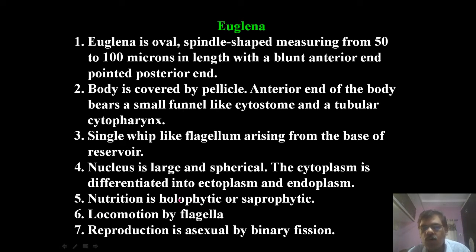The nutrition is holophytic as it has the chloroplast, that is feeding like a plant, by the process of photosynthesis, it has the ability to synthesize its own food material, or saprophytic, feeding on the dead and decaying organisms. Locomotion occurs by the flagella, and reproduction in Euglena occurs by the asexual method, by binary fission. So these are the general characteristics of the Euglena.